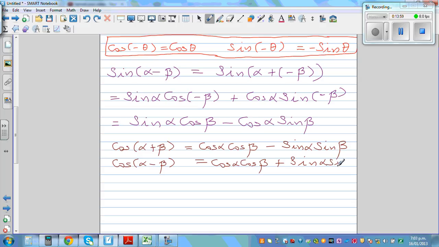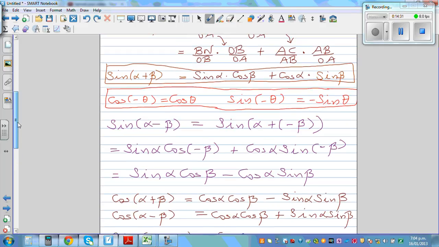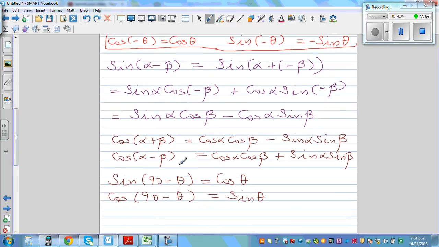Now, to prove this result, you should know that sine of 90 minus theta is cos theta, or sine and cos are complementary. Cos of 90 minus theta is equal to sine theta. So you can use this result to prove this using sine alpha plus beta. This is a challenge for you to do it, or I'll come back and prove this result.